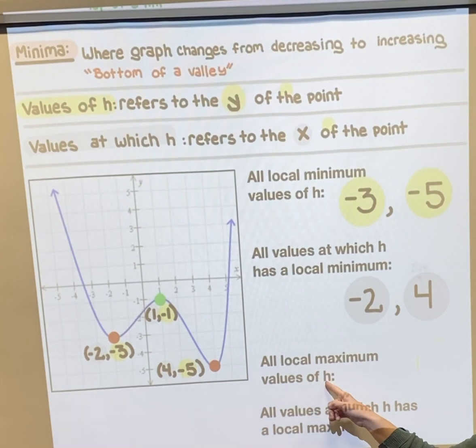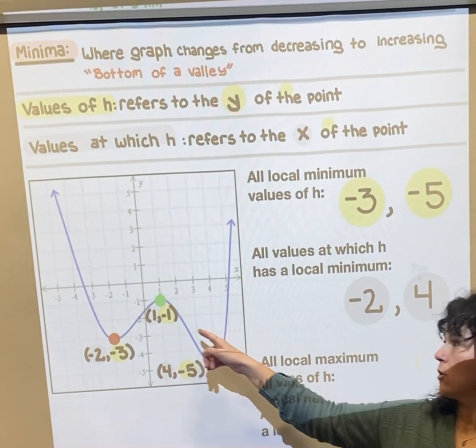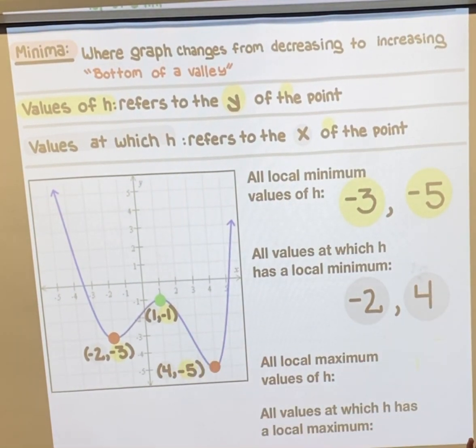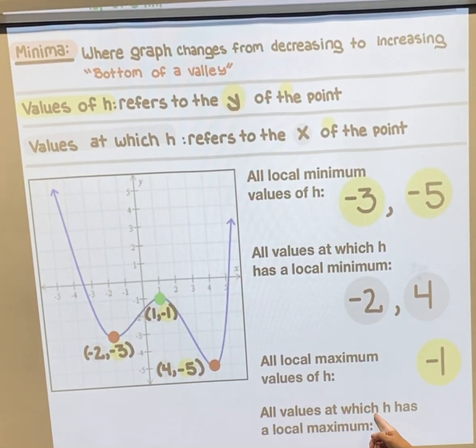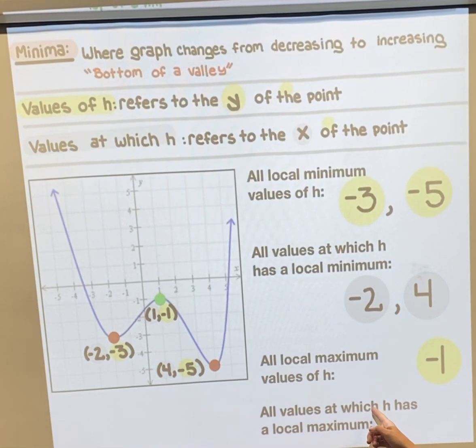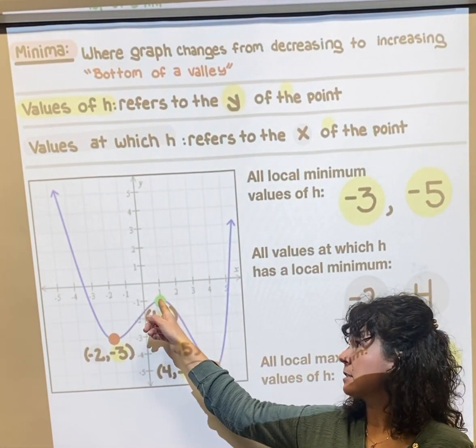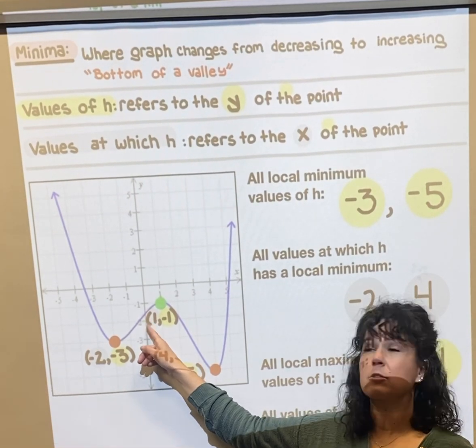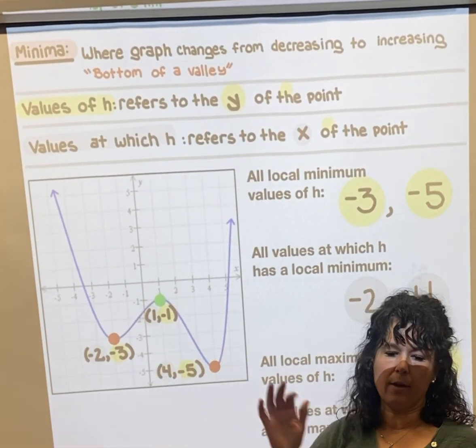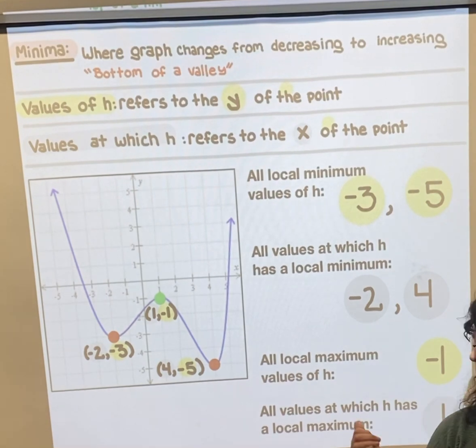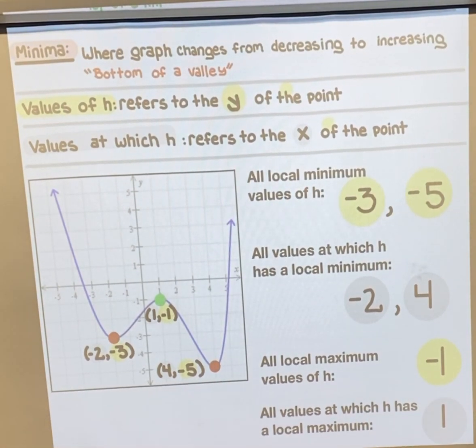Okay, so doing that again, all local maximums, there's only one maximum here. Values of H, that's your Y coordinate. So the Y coordinate there is -1. All values at which means what x's make it a local maximum. So here's my maximum, and the x that makes it a maximum is the number 1. And so my answer is 1.